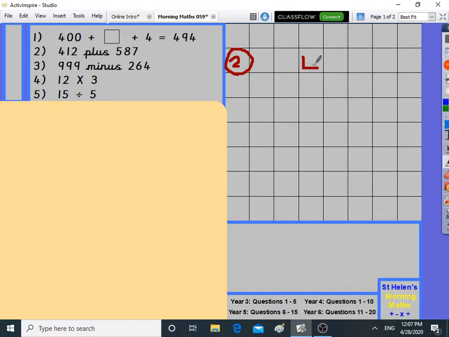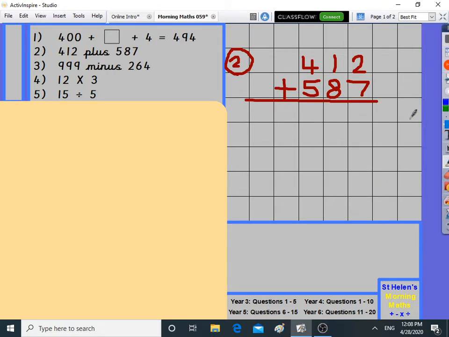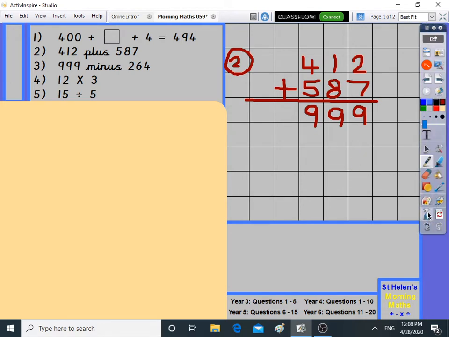412 plus, which of course means add, 587. Let's do our addition. I don't think there's any carrying this time. Pause if you need time to copy down the question. 2 plus 7 is 9. 1 plus 8 is 9. 4 plus 5 is 9. They're all numbers that join together to make 9. 999 is our answer.